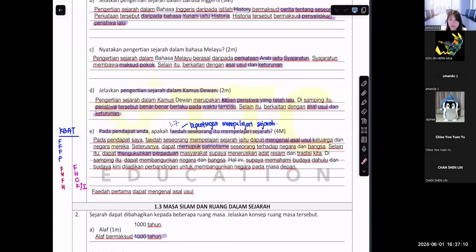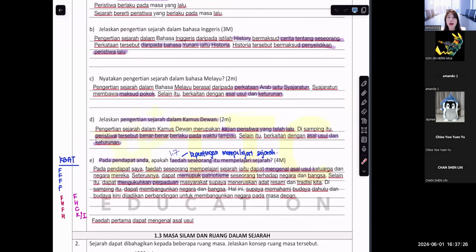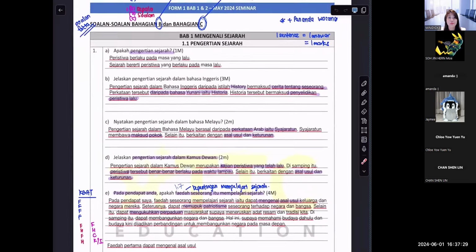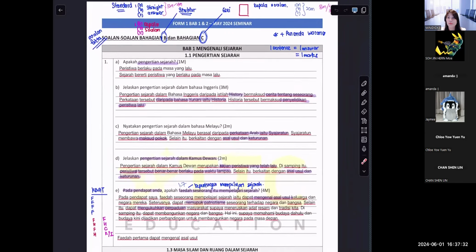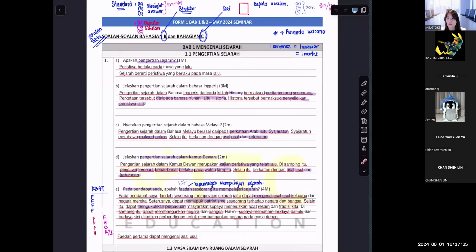Example. Understand? Okay. If, for example, your teacher doesn't care about kepala soalan, you can just go direct, faedah pertama adalah. No need to write pada pendapat saya, faedah seseorang, like that. That's our structure lah. Faham? Any question, guys? Can write in point form? Definitely cannot. 100% cannot. You cannot write in point form, number one. You cannot write an answer with a full stop without penanda wacana, number two.